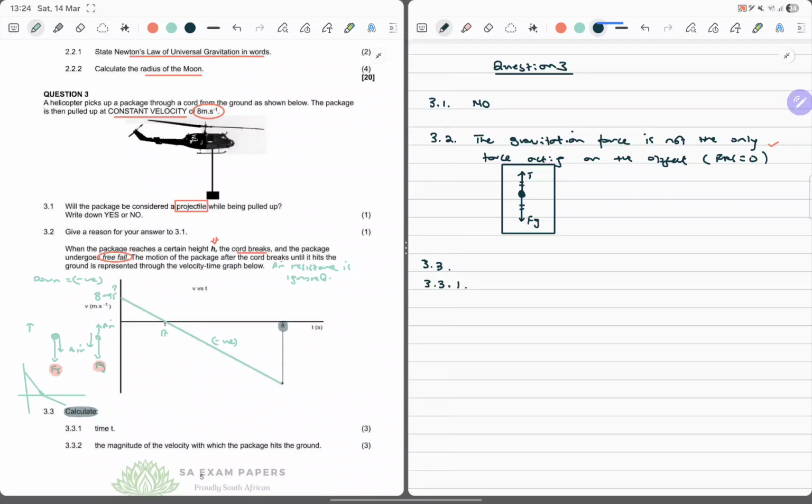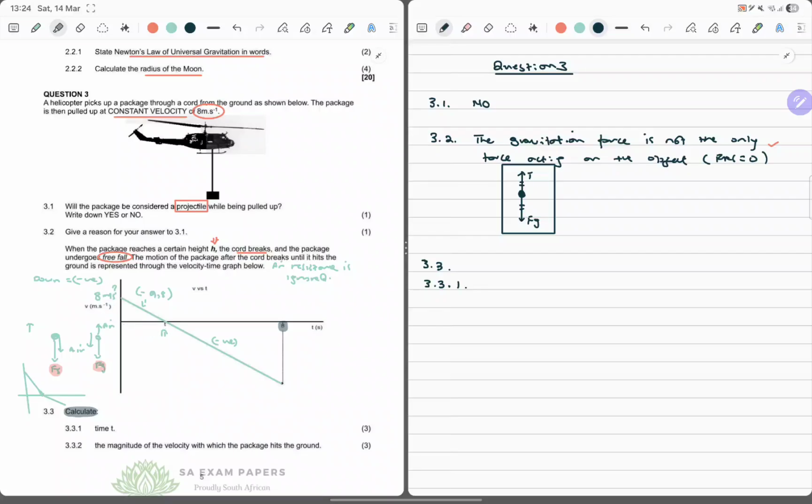3.3.1. We need the time t. This is easy. Why do I know it's easy? Because we know the gradient. 9,8, so it's going to be minus 9,8. It's the gravitational acceleration. So we can use either the area under the graph if we want. But what does the area under the graph represent, by the way? Displacement. No, we don't know the displacement, so we can't. But we can use the gradient.